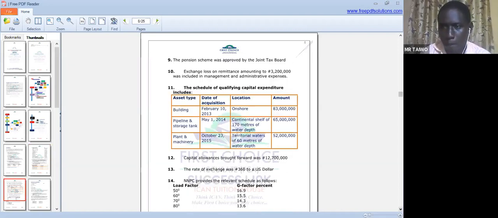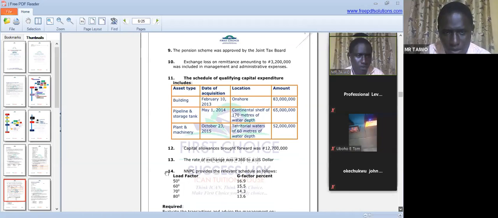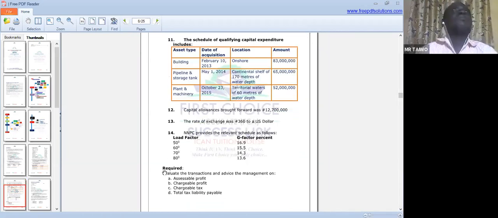Now, aside from that, look at the requirement. They said: explain, evaluate the transaction and advise management on assessable profit, chargeable tax, and total tax liability payable.